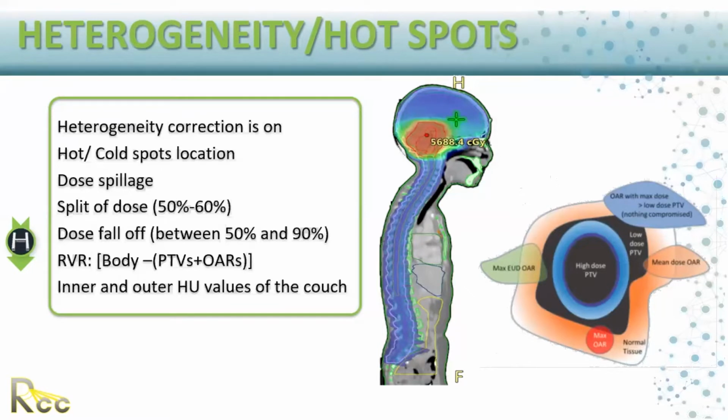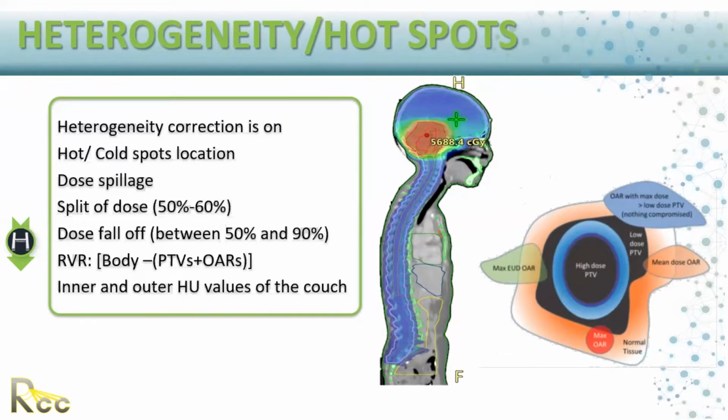This will make really a big difference for you and will reduce the spinal cord and the oral cavity dosage. Those fall off between the 50% and 90% isodose lines, and this is usually used in the SBRT and SRT cases. Maybe some of you will hear this acronym for the first time, which is the RVR, the remaining volume at risk, which is basically body minus PTV plus the organs at risk.